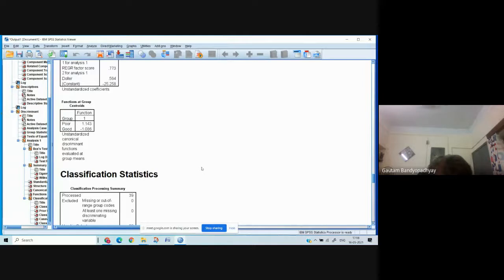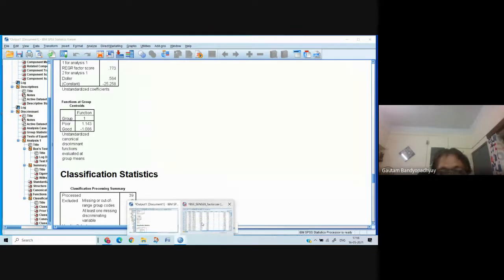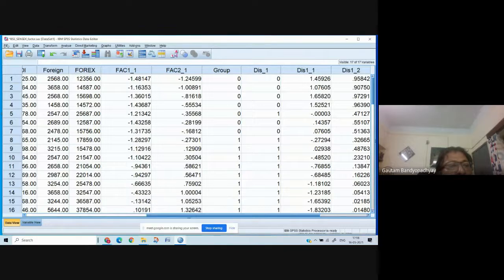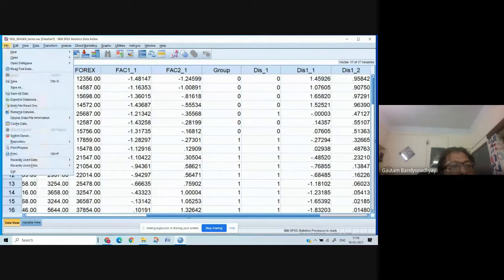Otherwise, there are so many examples already I have sent you for discriminant analysis, for some tourism example, some patient example. So many examples I have sent you, so you can test it. So one thing I can do, I can test another example for discriminant.